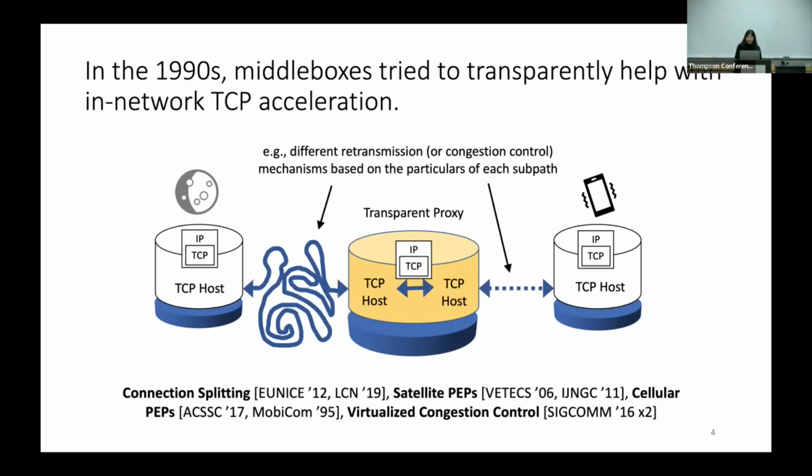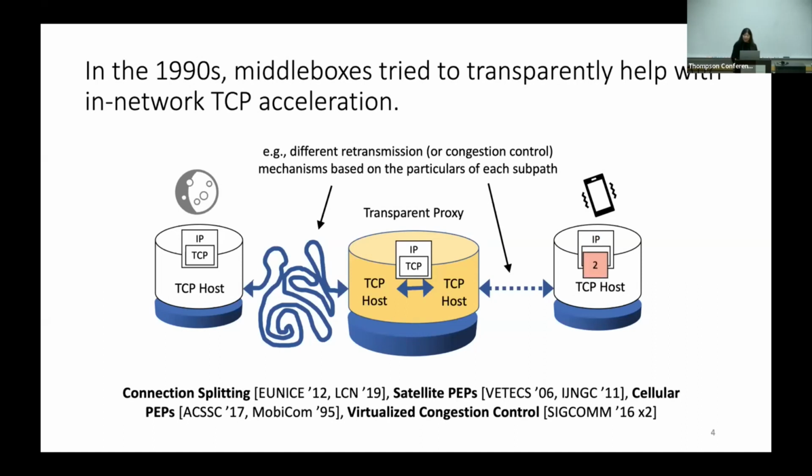By the 1990s, middle boxes started using TCP to try to improve the quality of the underlying connection. They could look at TCP header fields, such as the sequence numbers and the acknowledgement numbers, and use this to fully split and reconstruct the original connection. They could also use this information to infer properties of the subpath, like the RTTs or the loss rates, and then use this to implement different retransmission or congestion control mechanisms based on the particulars of that subpath.